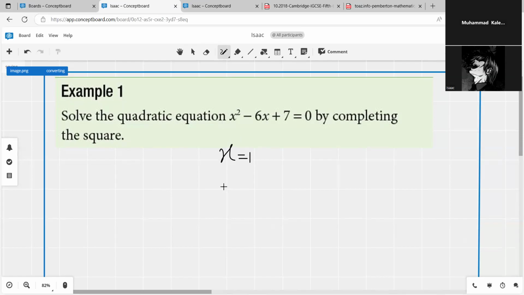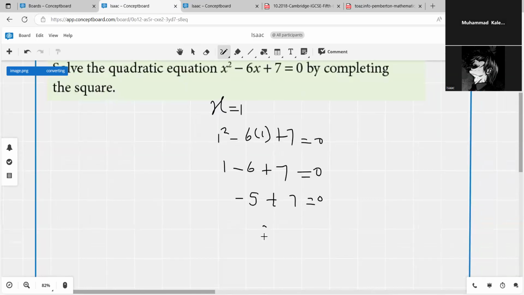Let's check. If I replace x with 1, does this equation satisfy? So 1 square minus 6 into 1 plus 7 equal to 0. So you can see 1 minus 6 plus 7. Is this equal to 0? Minus 5 plus 7 equal to 0. Is this true? No, it's not true. We are getting a contradiction. So this means that 1 is not a solution of this equation.